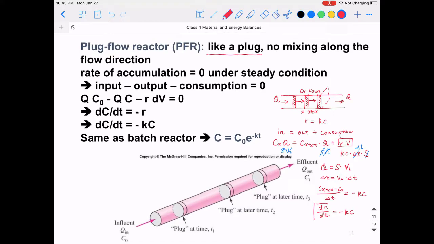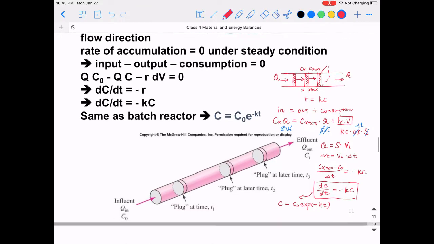And you can see that this equation is very similar to a batch reactor. So basically, the equation describing the batch reactor and the PFR are the same, right? If we further solve this differential equation, we know that C is equal to C0 exponential minus KT. So the concentration is going to decrease exponentially, and this is the feature of the plug flow reactor.